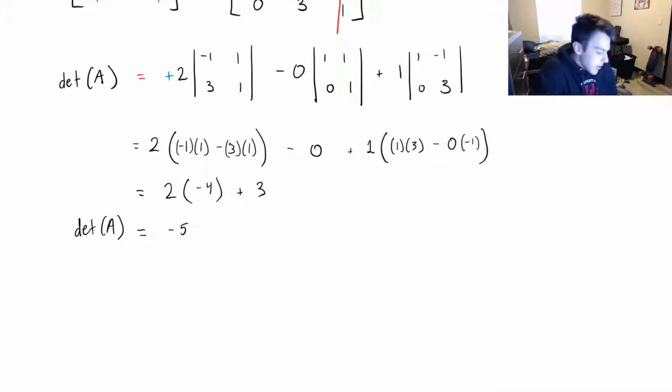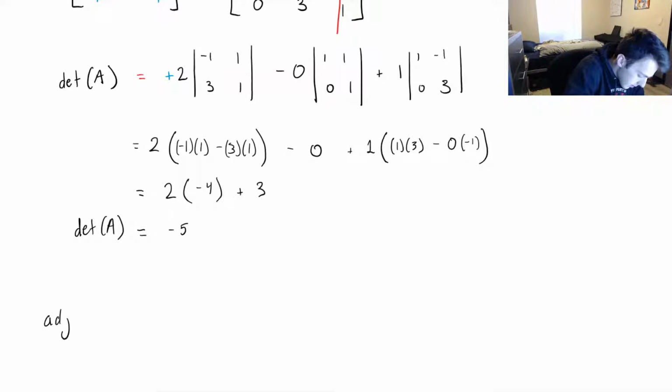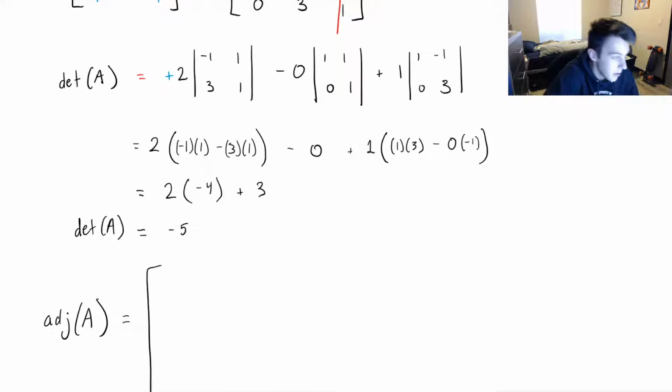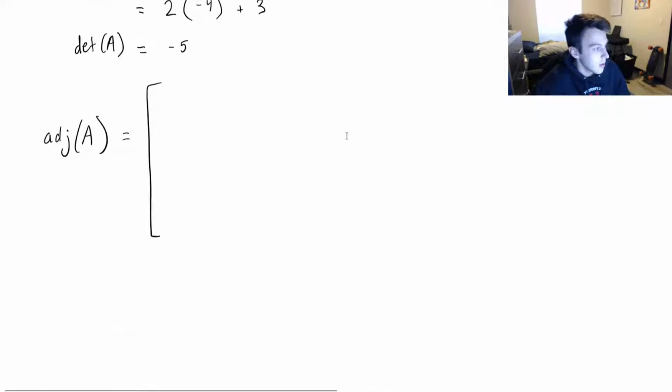And that's our answer. So let's take a look at how to do the adjacency matrix. The adjacency matrix is kind of similar, except a little bit more tedious. So the adjacency matrix of A is going to be a big old matrix here. Let me scroll down.